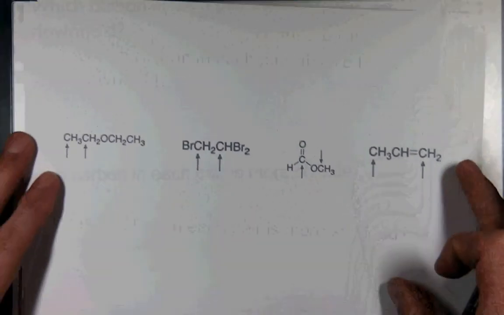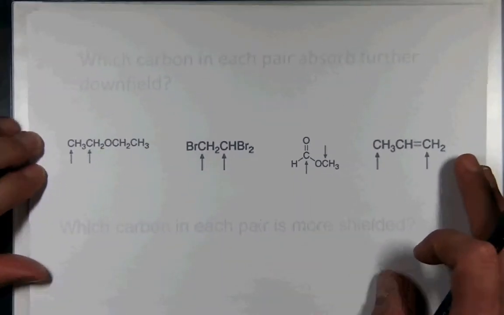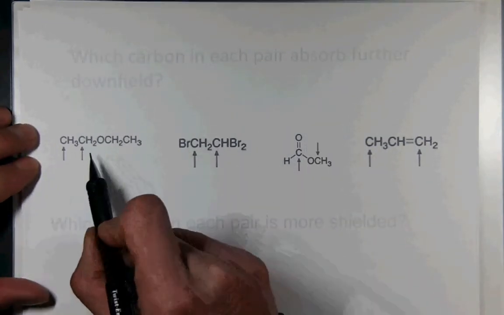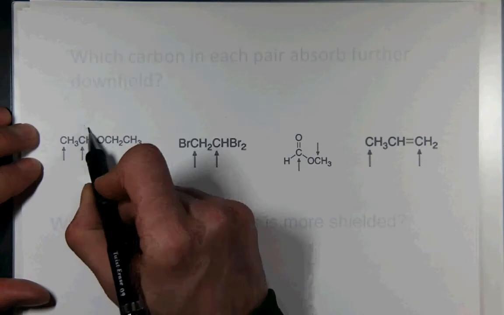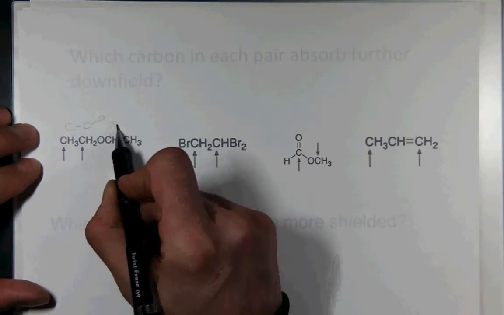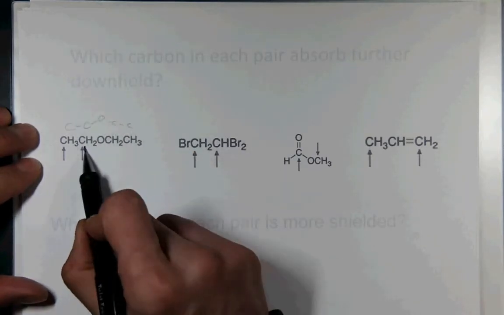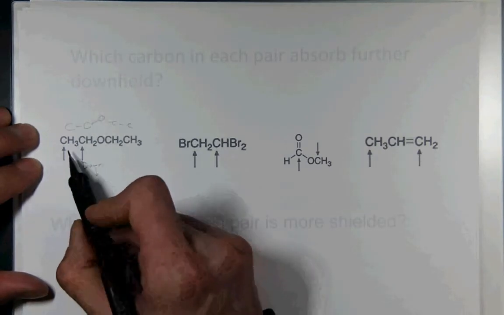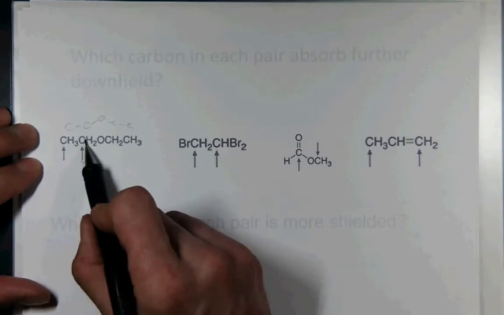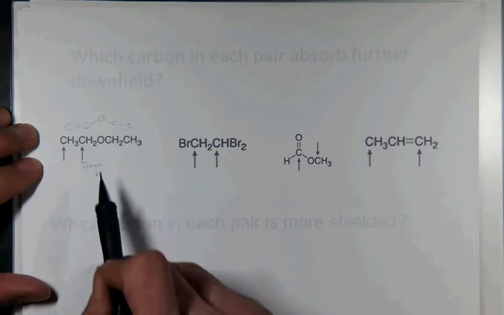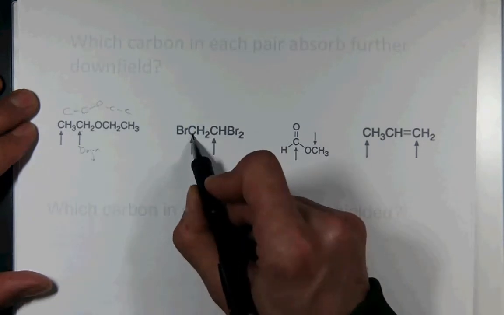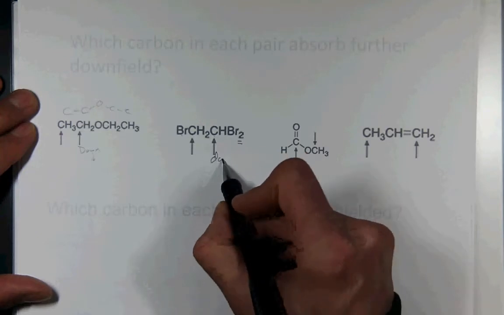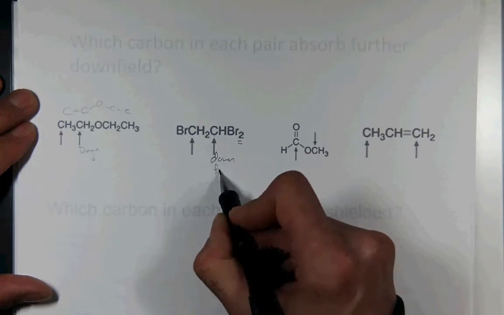Okay, a little practice. Which carbon in each pair, if you can read that, absorbs further downfield? Okay, well, this one is directly, if we redraw this, ethyl ether, this one is directly attached to the oxygen, so this one is downfield. This will be upfield relative to this. Well, actually, you only get 2 signals. These 2 are the same as these 2. Here, well, this carbon is directly attached to a bromine. This carbon is directly attached to 2 bromines. So again, it'll get an additive effect. This one will be downfield.